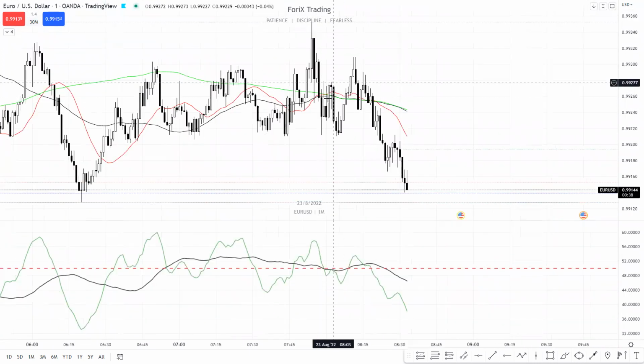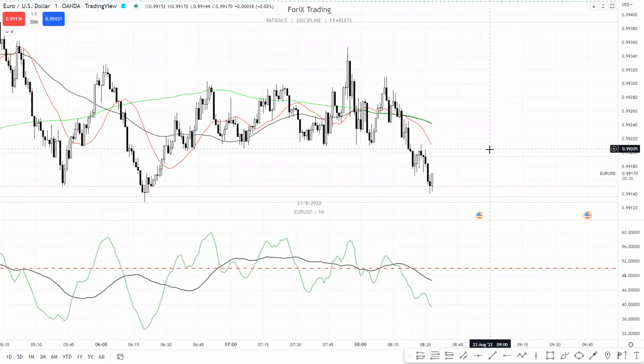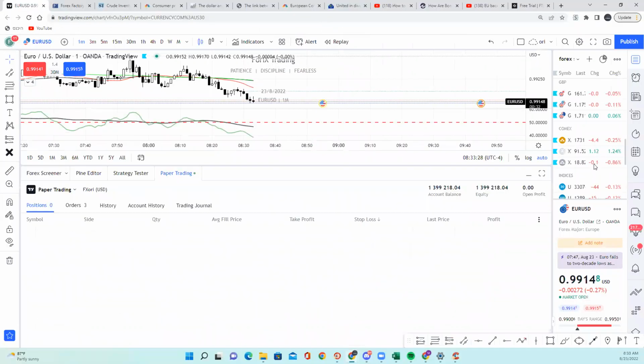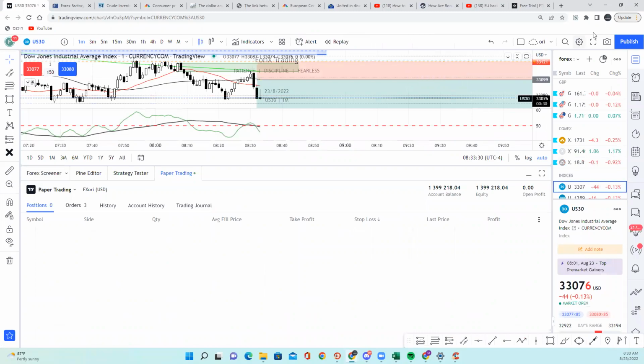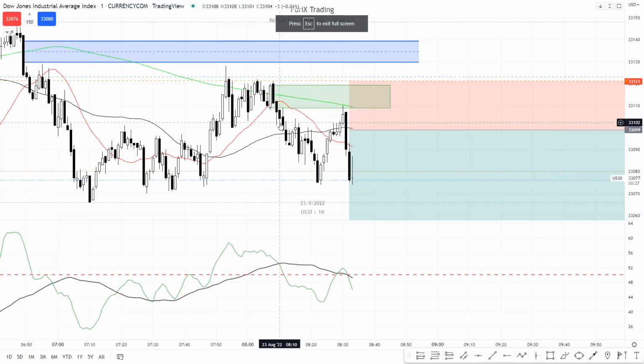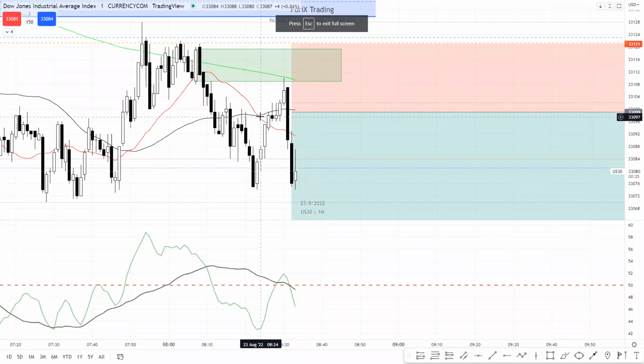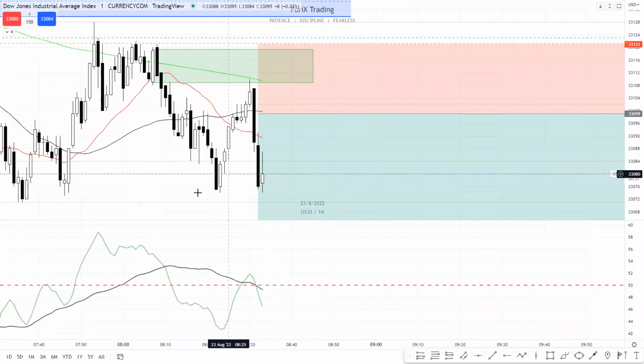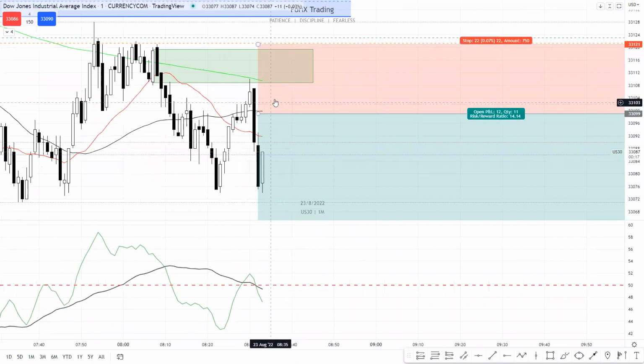I don't really see a trade on Euro. I mean, Euro USD is going a little haywire on us here. Would you miss a potential US 30? I would sell. So we actually didn't break. So let's wait for the retest.